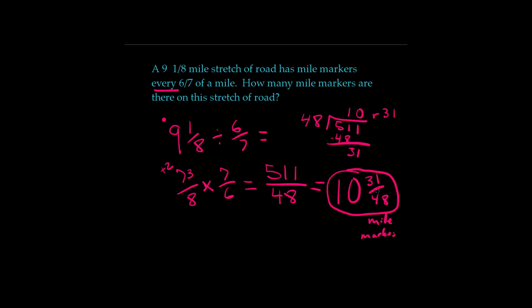It probably should have, because there's not really 31 48ths, I don't think, of a sign. But for our purposes, just an understanding that this would be set up as a division problem. It definitely is a division problem. So that means if you counted them on this stretch of road, you would have counted 10 and 31 48ths is how many you would have seen.